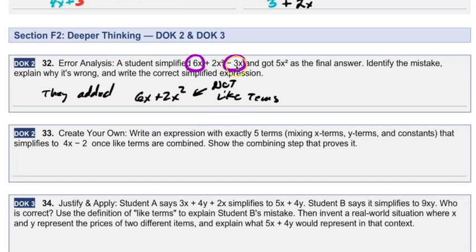So the 6x and the negative 3x are added together. That'll just give me 3x, 6 minus 3. And we have to leave the 2x squared by itself. So that's the correct simplification. Add those, leave them alone.